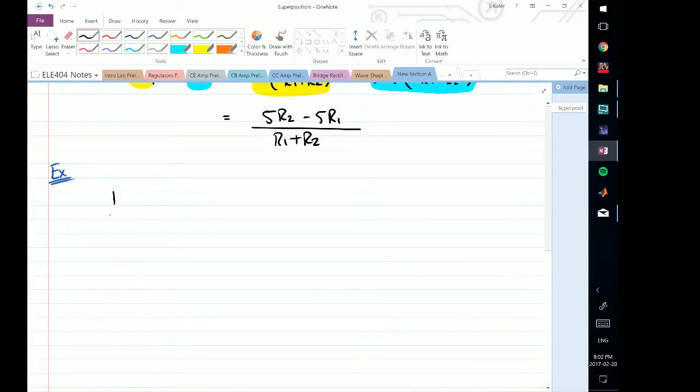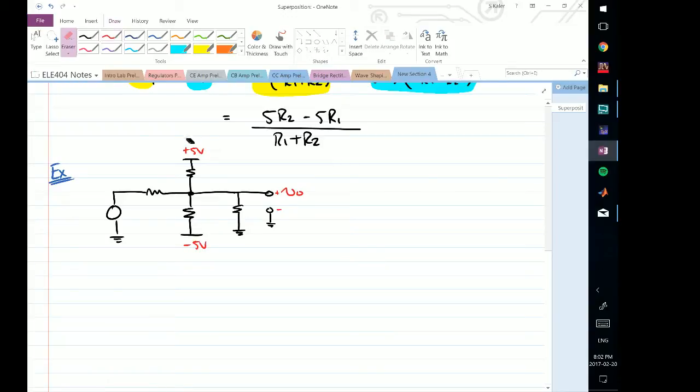So let's take a look at the following circuit. It is a relatively simple circuit, but it is the combination of two types of voltages, so it is a useful example. Here I'm going to call this VO, and notice it will be with respect to ground, so it'll be plus minus there. I'm going to call this thing plus 5 volts and this thing minus 5 volts.